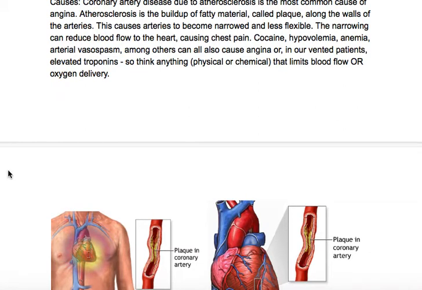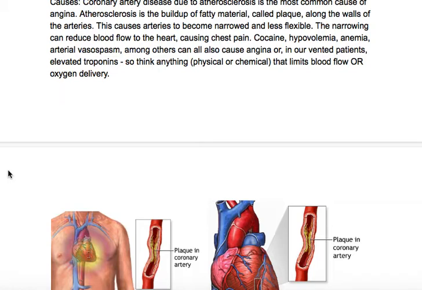Atherosclerosis, I know we should all probably be familiar with that, but it's just a buildup of fatty material called plaque along the inside walls of the arteries. So it just, like I said, decreases blood flow to the heart and decreases oxygenation of that myocardial tissue. So the vessels will become narrow and less flexible in addition to having that plaque buildup, and it can just reduce the blood flow. Other things that can cause angina symptoms are cocaine use.